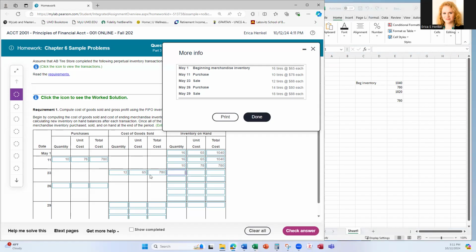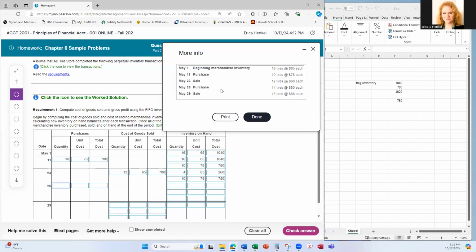All right, so that's the cost of the goods we have left. So we started out with 16 tires in this cost layer. We just sold 12, so that leaves us 4 left, okay, at $65. So 4 times 65 means we have $260 left in that layer, and we still have this entire second layer that we haven't touched yet.